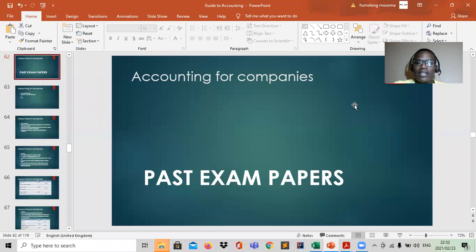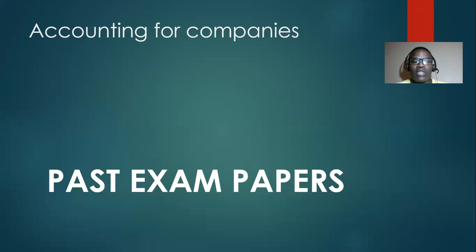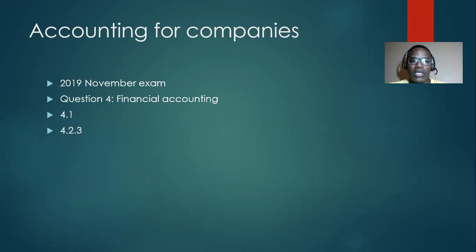Welcome back. In this lecture, we're going to go through a past exam paper. The whole reasoning will be to test our knowledge of the concepts and principles that we've learned from our previous lectures, right? So the question paper that we're going to go through is the 2019 November exam, Department of Basic Education. And we're going to do question 4, 4.1 and 4.2.3, right?